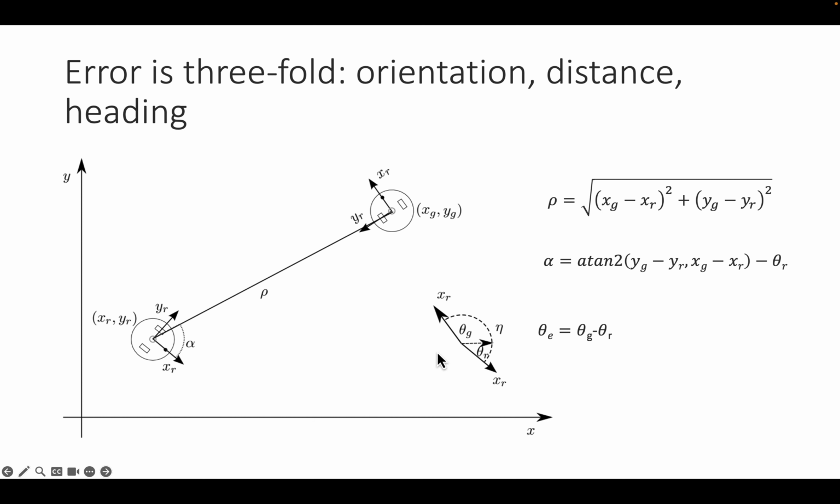Finally, we have the error in the final heading, which you can see here. So these two angles, the desired goal heading and the current angle of the robot, are added. Now in this case, we have again a negative angle of rotation, so minus gets plus in this case, and we get this equation here.